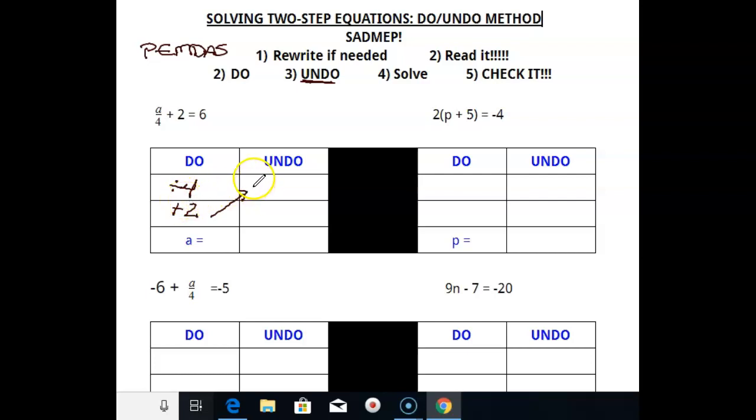The opposite of add 2 is subtract 2. And then the opposite of divide by 4 is times 4. And what I'm going to undo is the constant term over here, 6. So 6 minus 2 is 4. 4 times 4 is 16. I've solved it, yay! But I've got to check it. Make sure you did the math correctly.